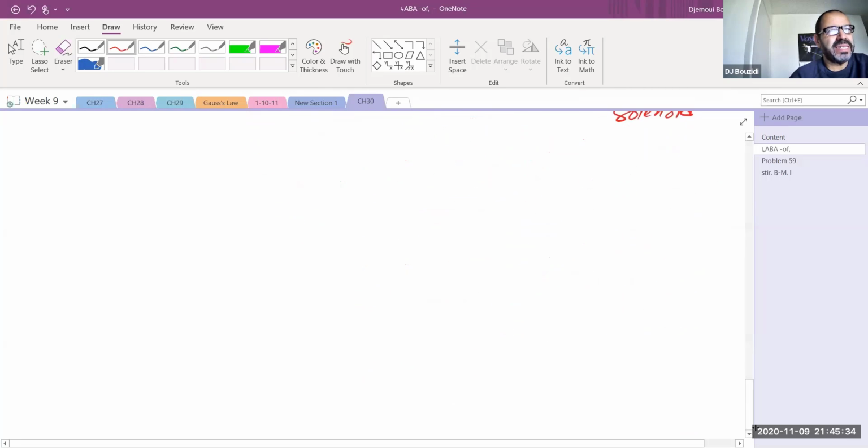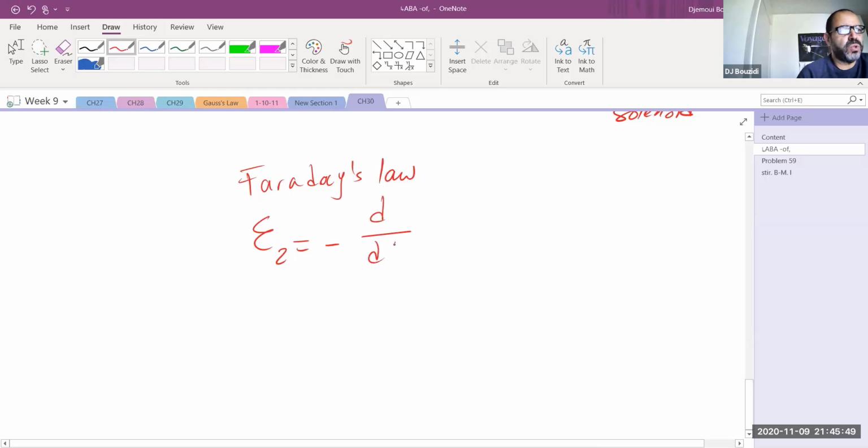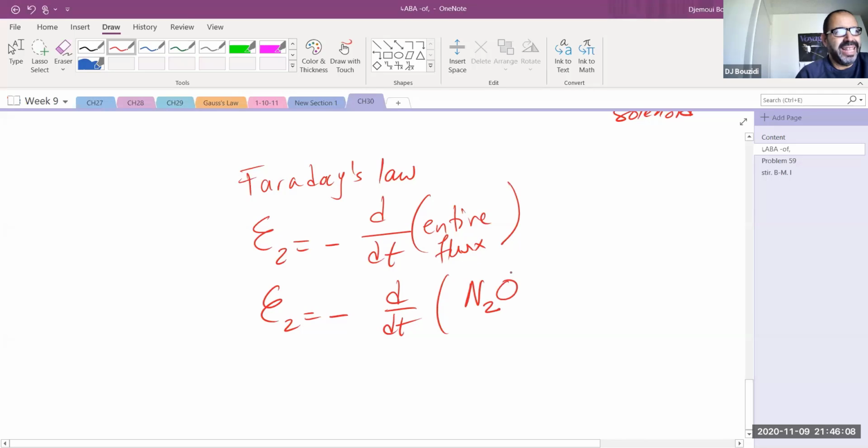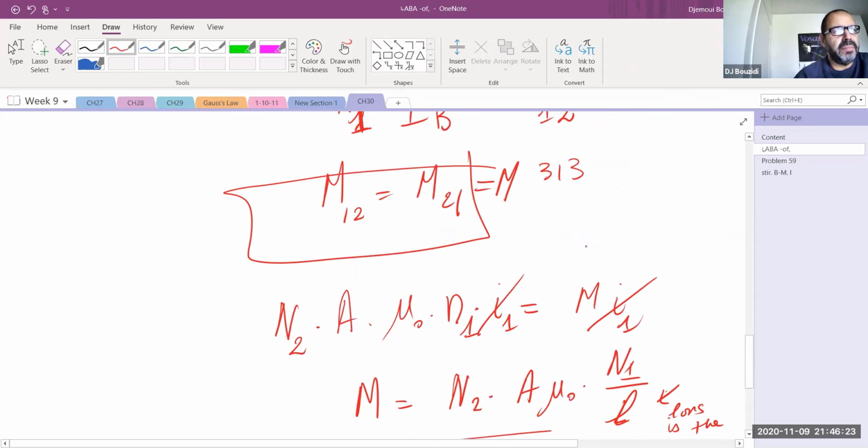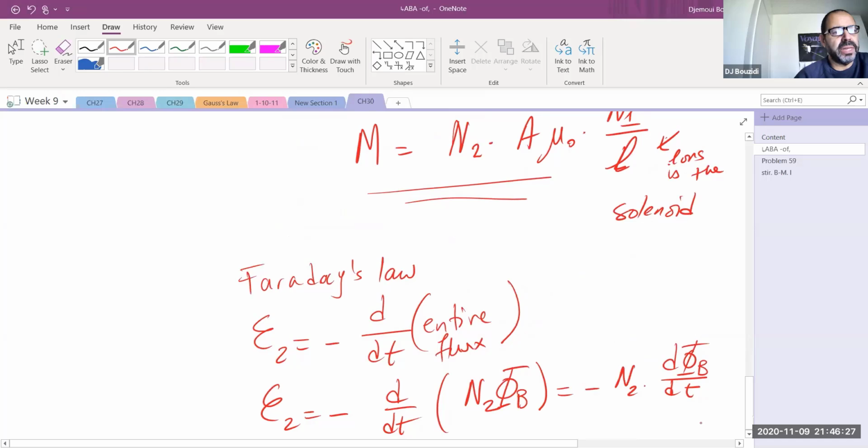If you're curious about finding the EMF in the secondary, which is important, by Faraday's law, the EMF in the secondary is just the rate at which the flux is changing with time. The entire flux in this case is just N times the individual fluxes. So E2 is equal to minus the rate at which N2 in the secondary is changing with time. Obviously, N2 is independent of time. So N2 times the rate at which the flux in individual turns is changing with time. And the flux in an individual turn changing with time is given by this expression, where I1 is actually time dependent in that turn.